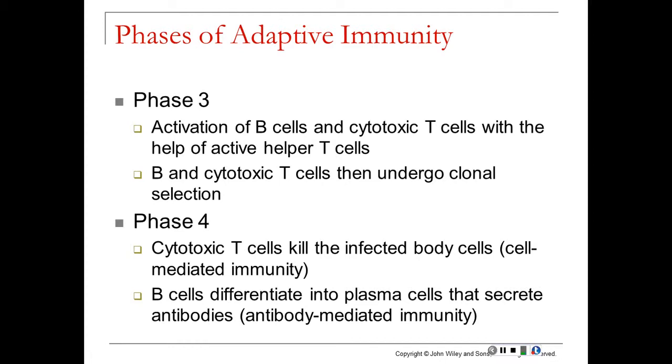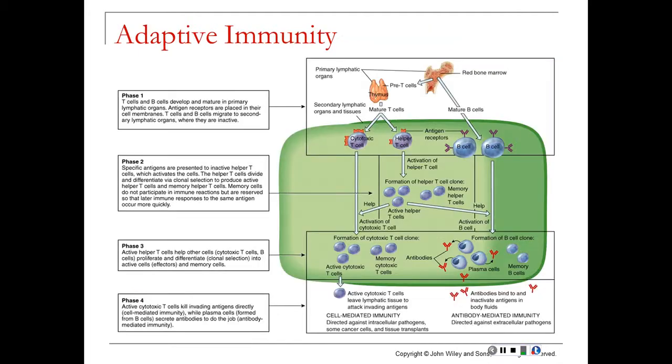B cells differentiate into plasma cells, which secrete antibodies for that antibody-mediated immunity. So phase 4 is kind of the ultimate step here in adaptive immunity. This is when you get the cell-on-cell attack and antibody-on-antigen attack. Here you can see the whole process kind of drawn out. So let's take a look at it.